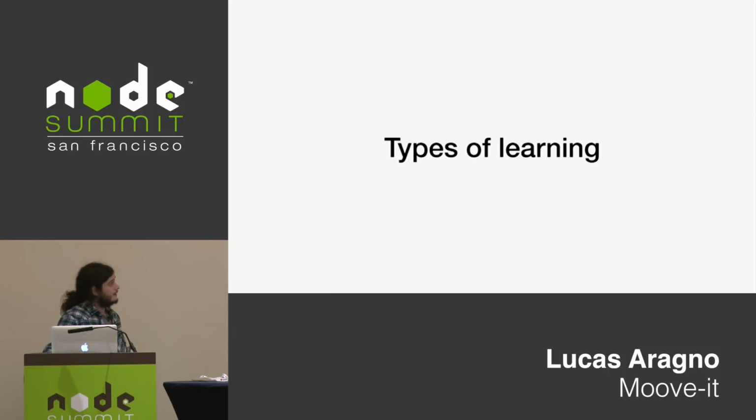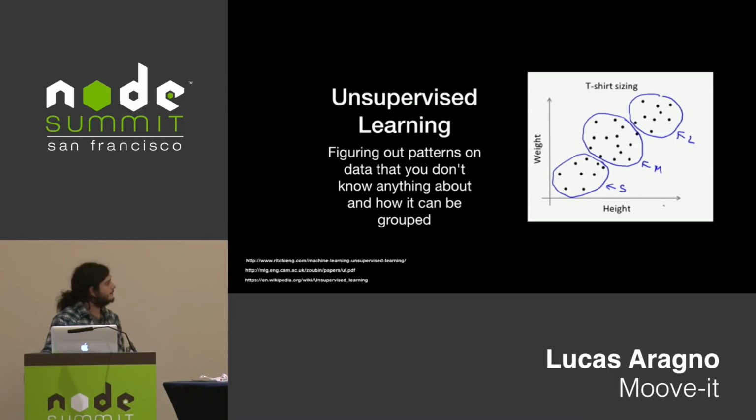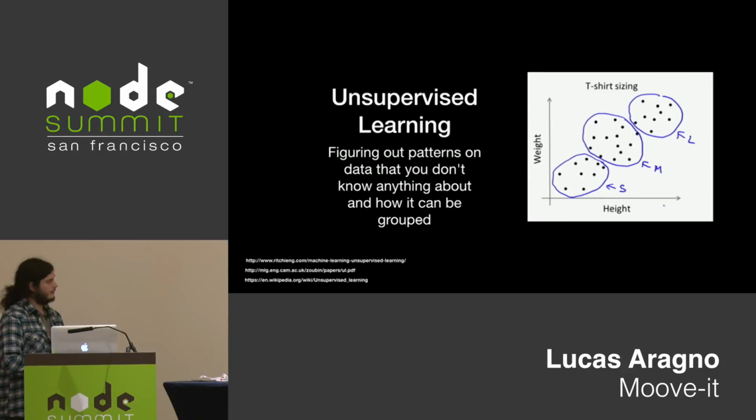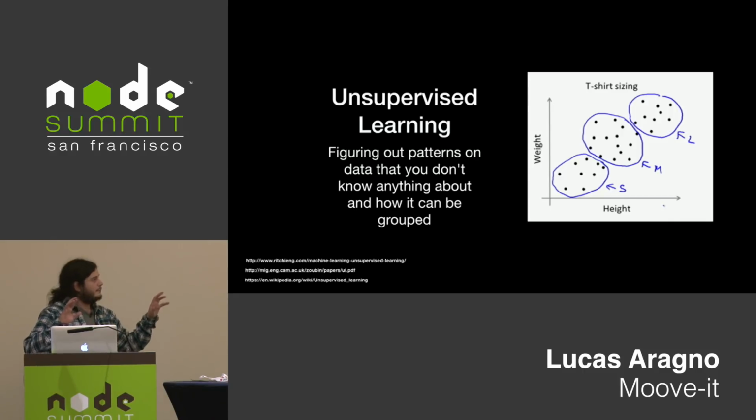There are different kinds of learning. The first one is unsupervised learning. This type of learning is when you have a bunch of data that you know nothing about, that maybe you're mining from your application or from other places, and you just want to try to figure out patterns or some way to group that data.